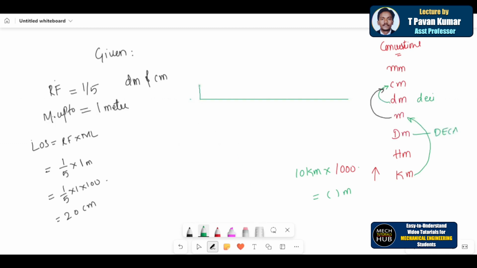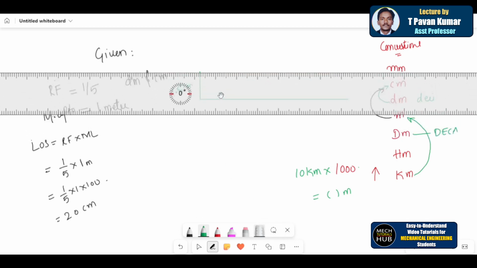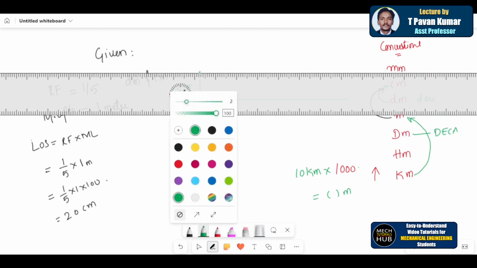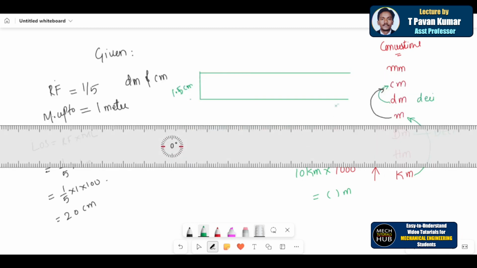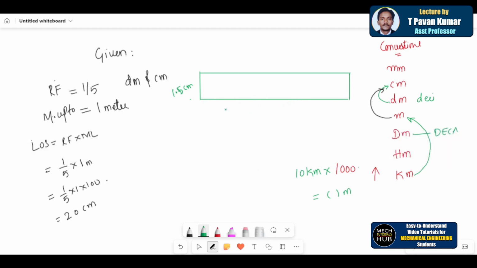the height of the scale should be 1.5 centimeter, or the width of the scale should be 1.5 centimeter. Again I'll draw one more line here. Okay, and I just try to close this like a box. All right, this like a box. Now I need to divide this. I just need to convert the complete thing into a scale.